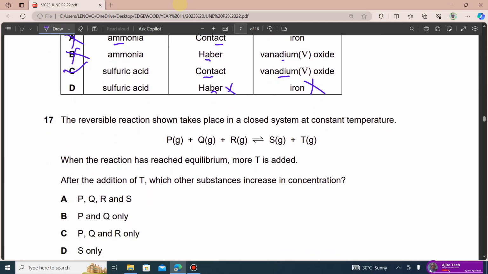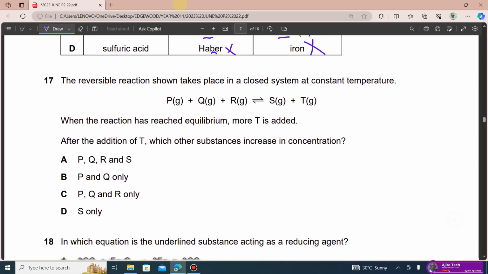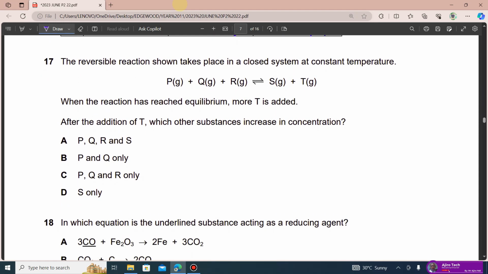The reversible reaction shown takes place in a closed system at constant temperature. When the reaction has reached equilibrium, more of T is added. After addition of T, which other substance increases in concentration? Remember that this has not been touched, but more of T was added. That means there is likely still more of this in the system. So we are going to have more of P, Q, and R as the products. So that's option C. 17 is C.